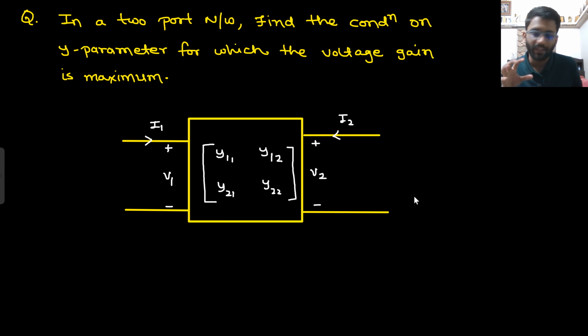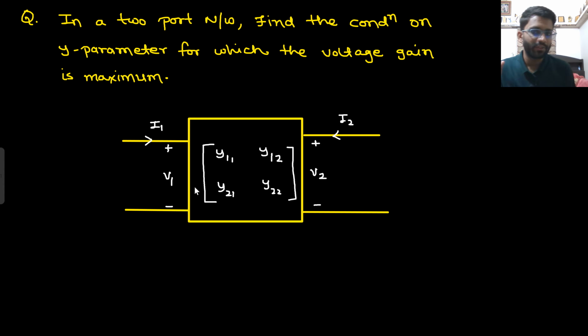Now this is the lecture where I will tell you why do we bias the MOSFET in saturation region while using it as an amplifier. So now we are going to answer that, but before that let's solve a problem that will help us to understand the statement more clearly.